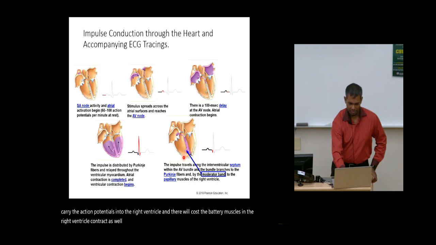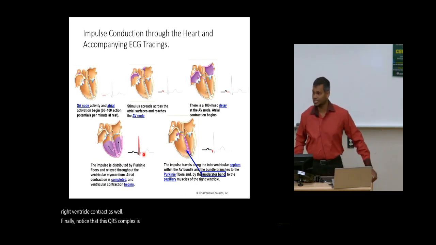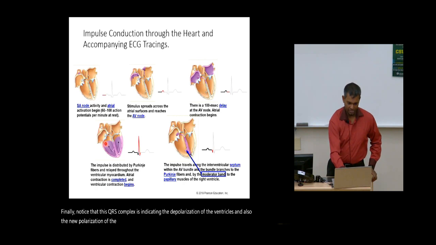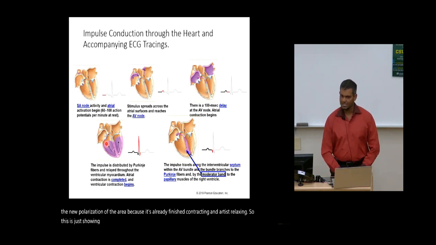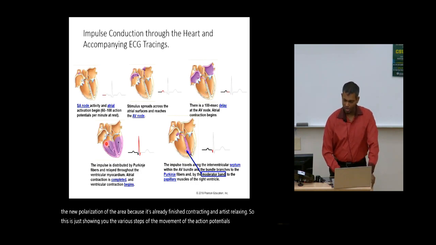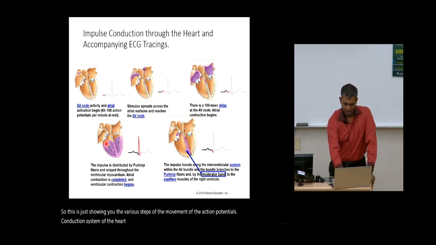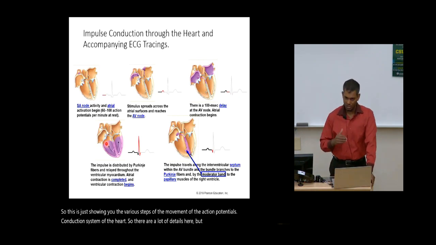And finally, notice that this QRS complex is indicating the depolarization of the ventricles and also the repolarization of the atria. This is already finished contracting and now it is relaxing. So this is just showing you the various steps of the movement of the action potentials through the conduction system of the heart.